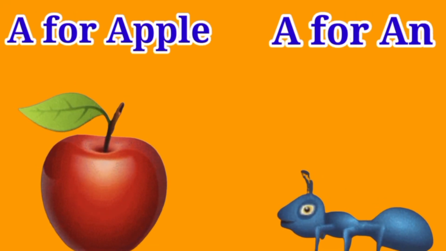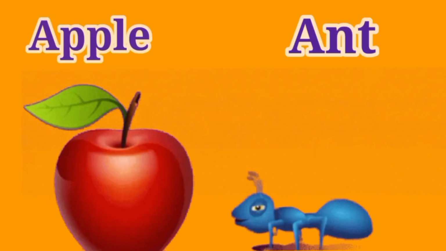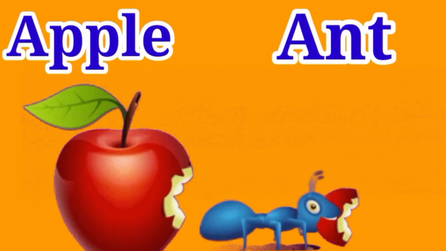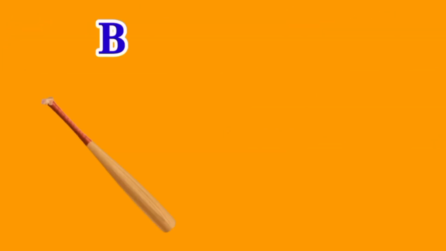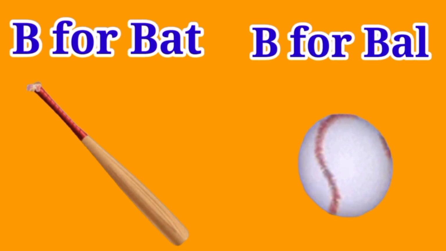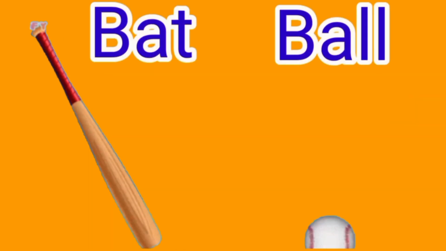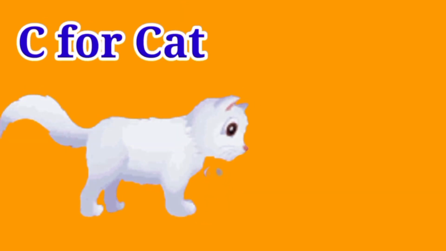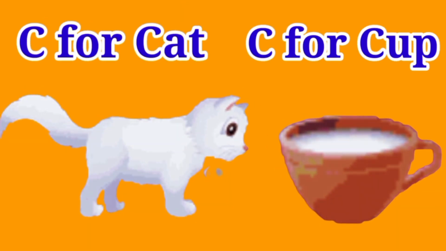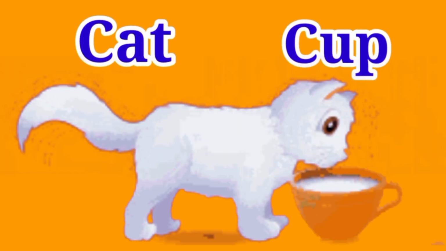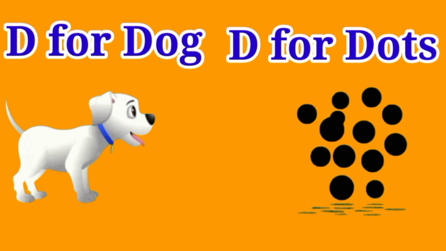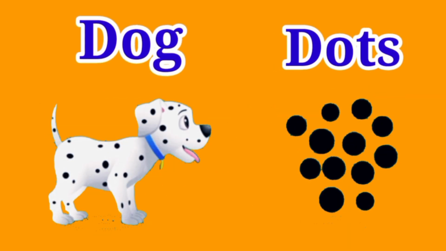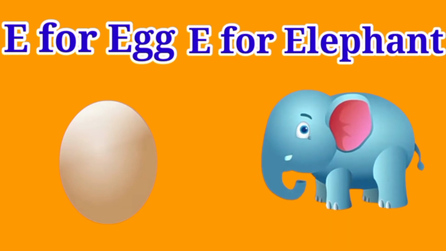A for apple, A for ant. B for bat, B for ball, b b b. C for cat, C for cup, k k k. D for dog, D for dot, d d d. E for egg, E for elephant.